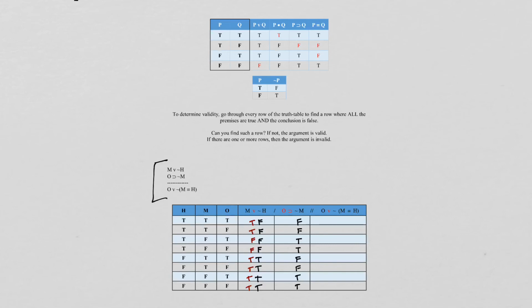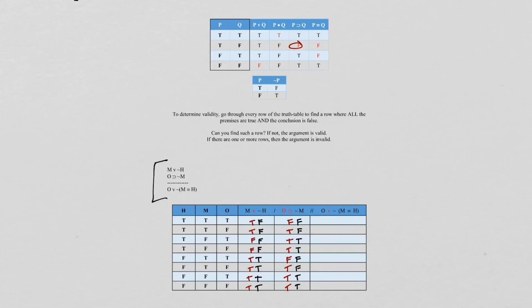Okay, now let's bring the O column right here together with the not M. Only this time we're going to be using the horseshoe. So the only one that matters is if true, then false. So if true, then false will give us false. If false, then false is true. If true, then true is true. If false, then true is true. If true, then false is false. If false, then false is true. If true, then true is true. If false, then true is true. Okay. Got our premises done.